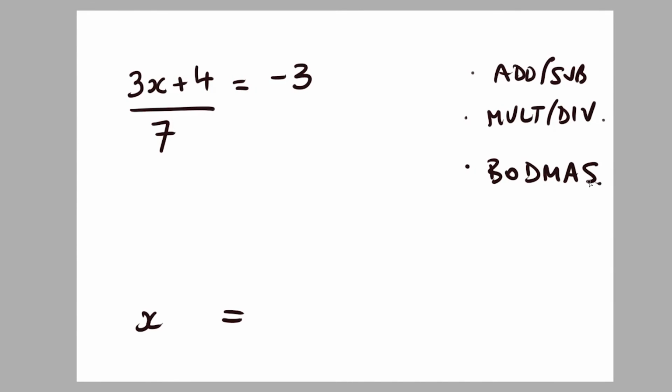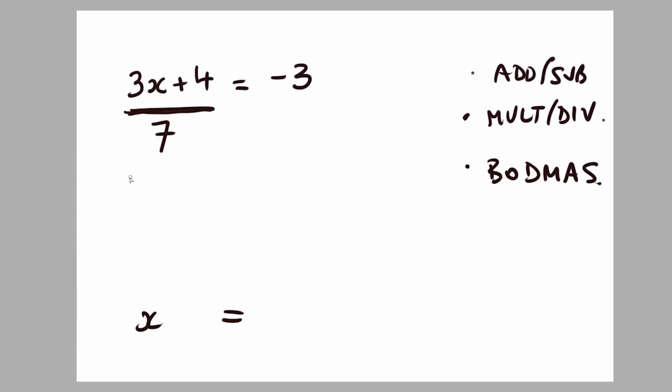But this isn't telling us, what this is telling us is it's 3x and 4 are both divided by 7 because the division is more important. So I can't just subtract 4 from both sides of the equation. I could subtract 4/7, but it's actually easier to do the multiplying bit first. Okay, so what I'm going to do is multiply both sides by 7 first.